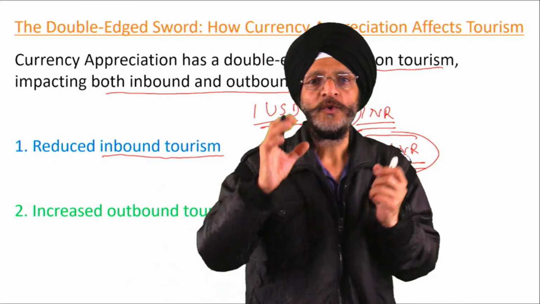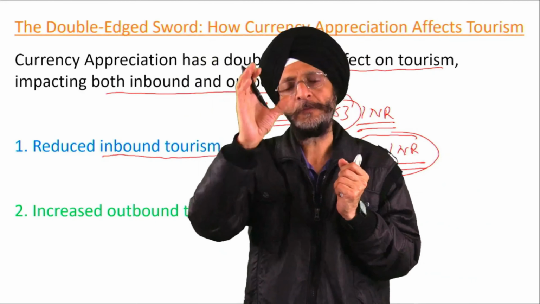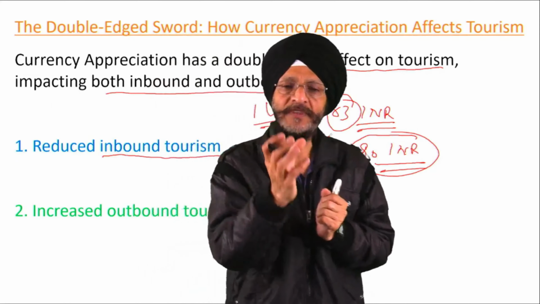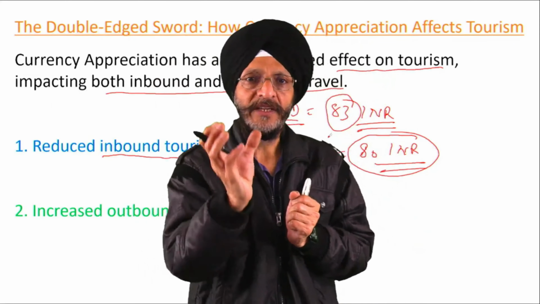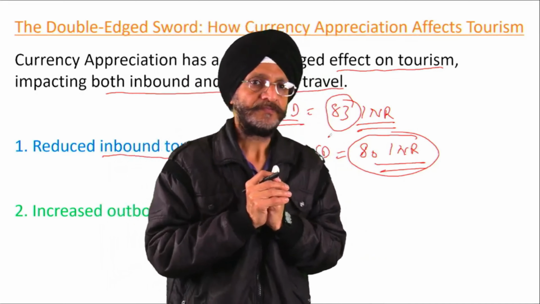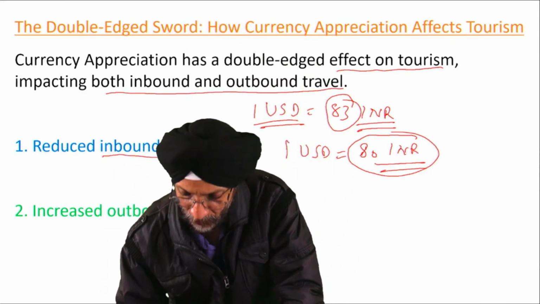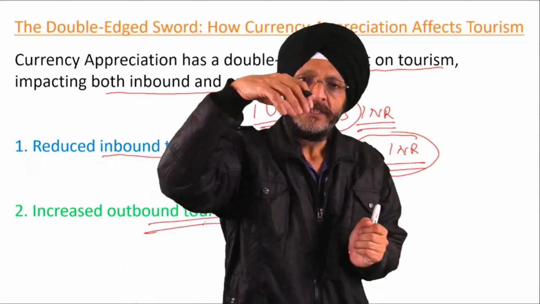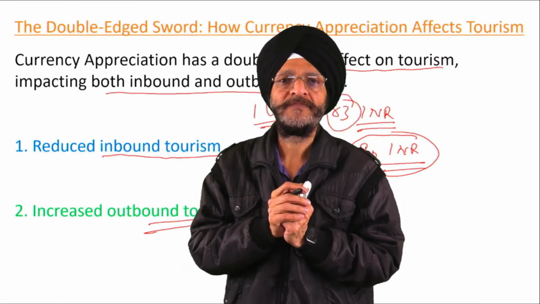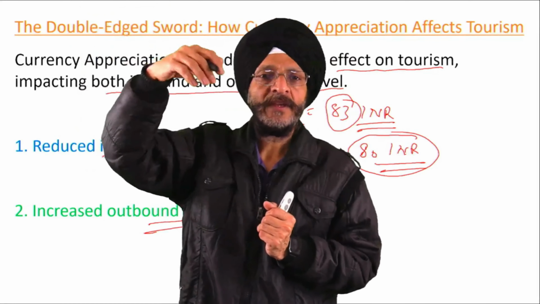Further, in some countries, tourism is a major source of income for the particular economy. So if the currency of that country appreciates, it adversely affects inbound tourism. Further, currency appreciation increases outbound tourism. That is, the residents of the appreciating country would like to make more international travels.